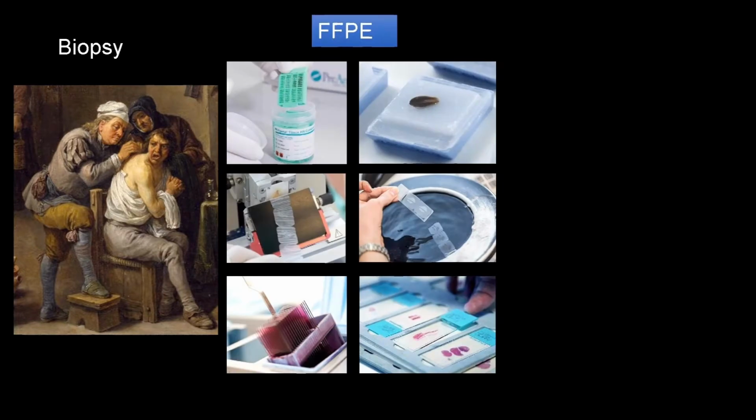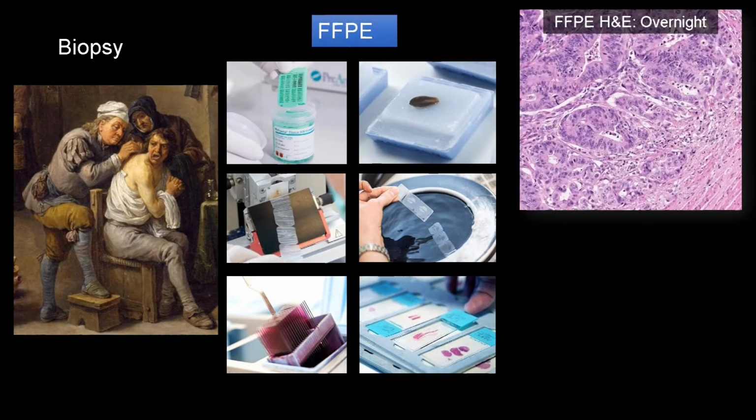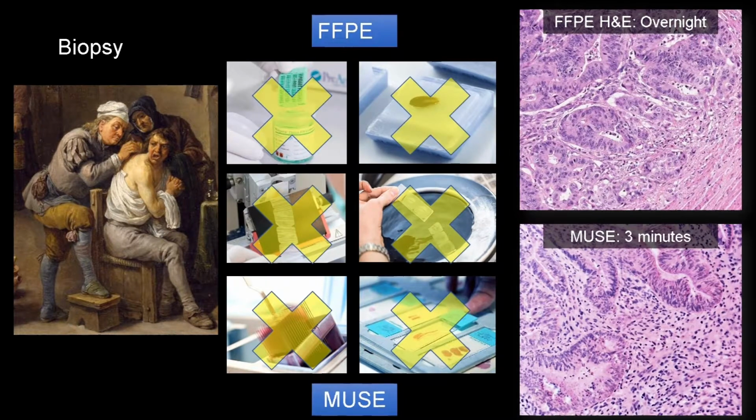So here's the workflow. This is how we do biopsies at UC Davis. And then you do FFPE, which stands for formalin fixed paraffin embedded. And all these steps take time, toxic chemicals, and skilled personnel. And at the end of it, you get a slide that looks like this, which is colon cancer. Or you can do it the MUSE way in just 3 minutes, and you see something like that.